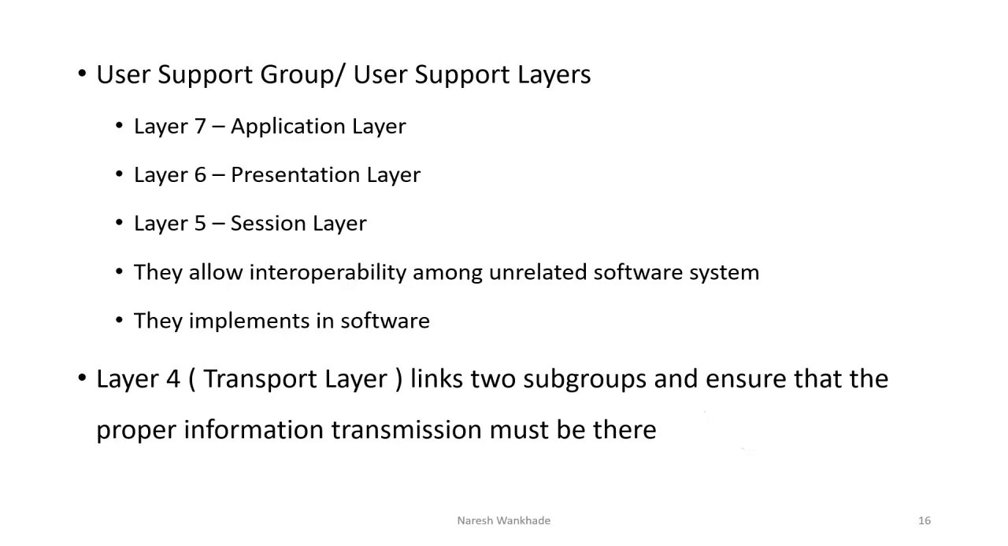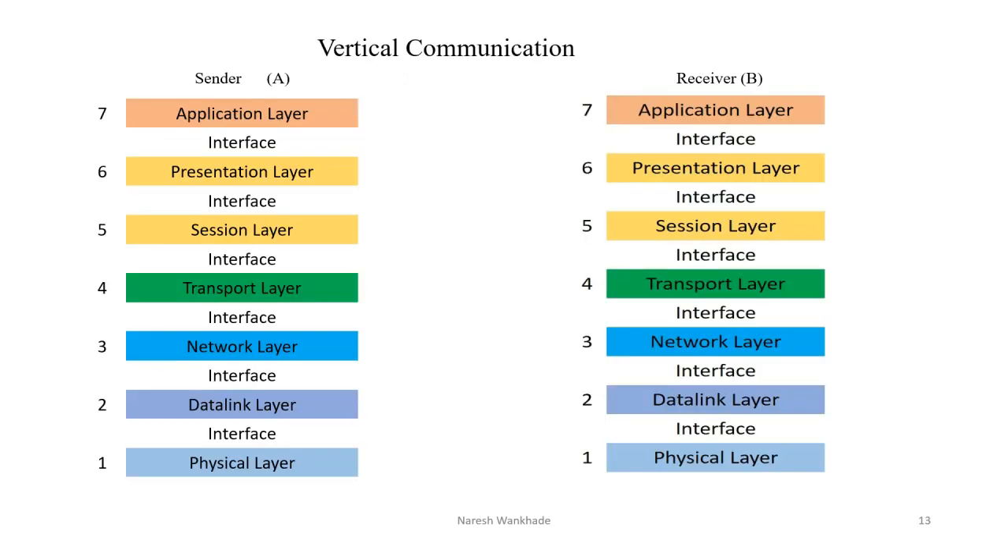Third group is the layer 4, that is transport layer, a single layer in a group which links two subgroups, that is user support group and the network support group, and ensures that the proper information transmission must be there within the system. Here from this diagram we can say that this group is known as user support group and this group is known as network support group, and these two groups are linked together by this group 3.